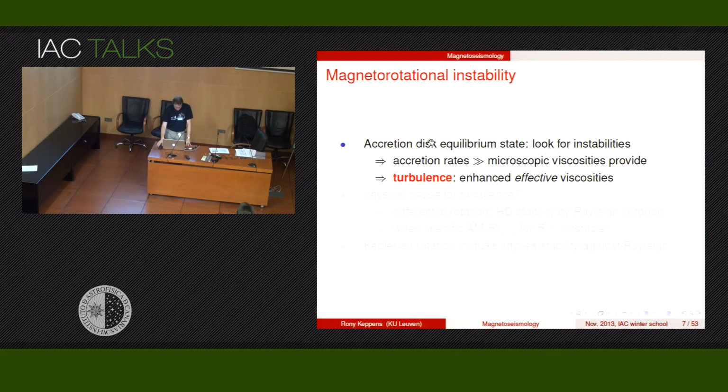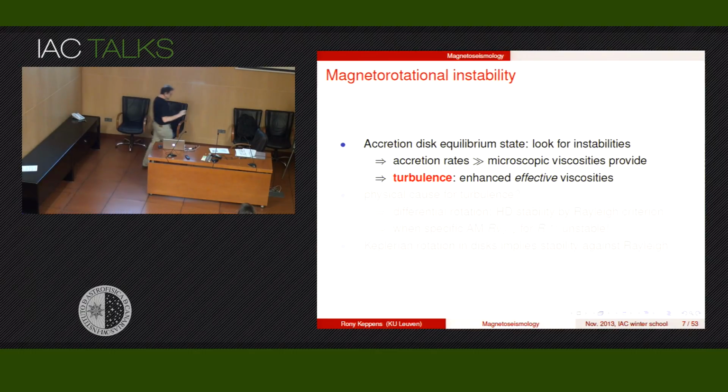So, why? Because it has become common to argue the following. Well, we actually have very large accretion rates that are observationally established.